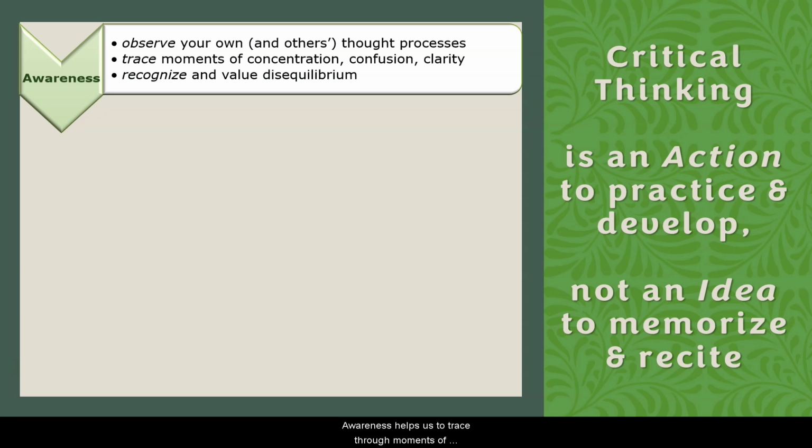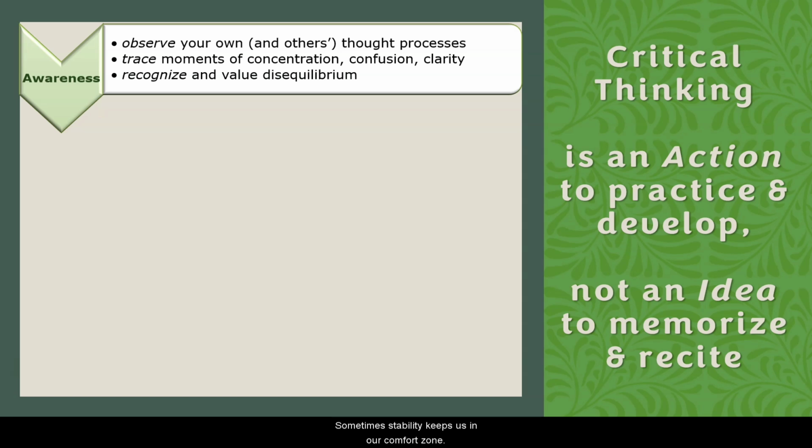Awareness helps us to trace through moments of concentration, confusion, and clarity. So in our learning processes, we can pause and notice how we're responding to each thing that we're learning. Awareness also helps us to recognize and value disequilibrium. So disequilibrium refers to the loss or the interruption of stability.